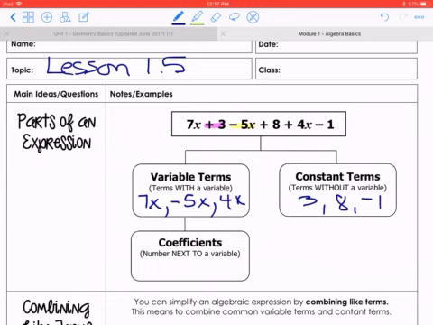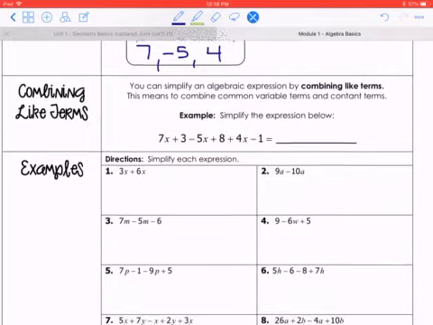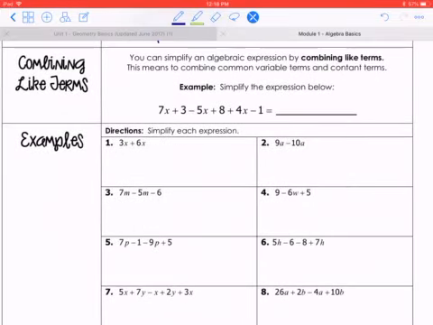And then coefficients. This is the number that is next to a variable. So when you have an x or a y, the number that's in front of it is called the coefficient. Our variable terms were 7x, negative 5x, and 4x, so our coefficients are 7, negative 5, and 4, the numbers that are in front of your variables. So you should know what a variable is, what a constant is, and what a coefficient is. Now, today we're going to talk about combining like terms.